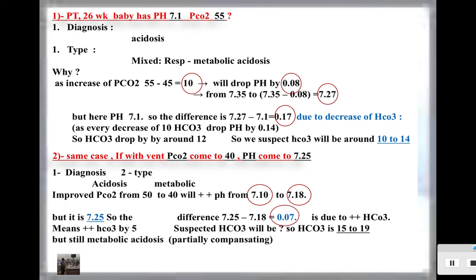So assume now that the bicarb, which was 10 or 14, will be 15 or 19. So here is the improvement by the respiratory element from the ventilation, and by improvement of the circulation and the improvement of the level of bicarb.